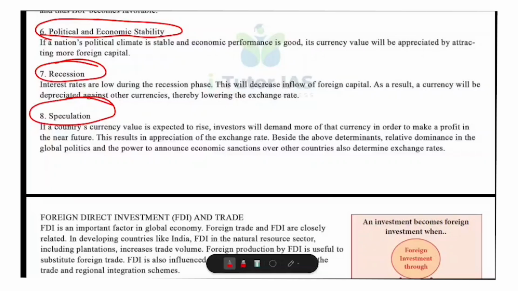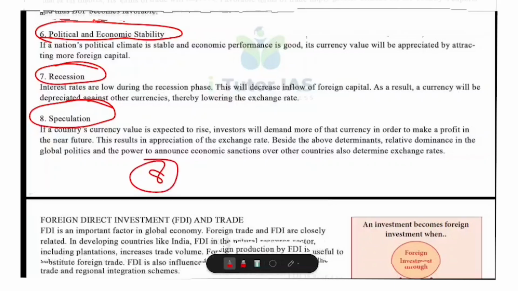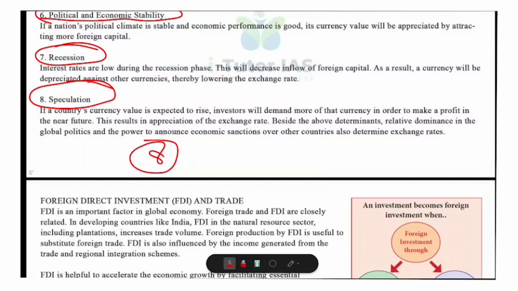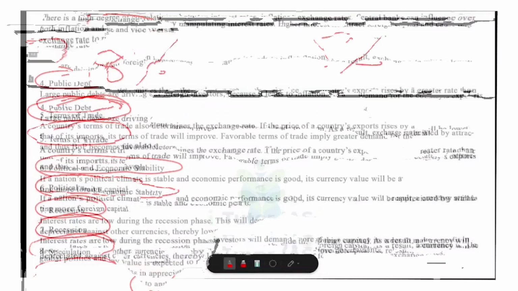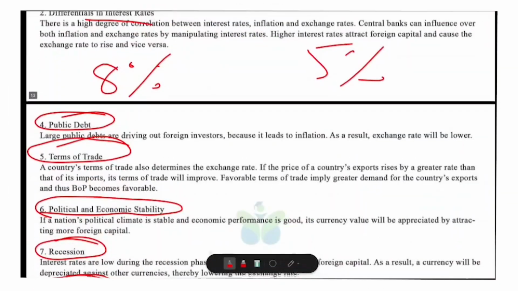And there is one more thing, global political and economic dominance. Countries with global influence can affect exchange rates via sanctions or trade policies. Strong geopolitical power leads to more trust in the currency and the currency appreciates. For example, the US dollar is strong partly because the US has global economic and political influence. So these are the determinants of exchange rates.